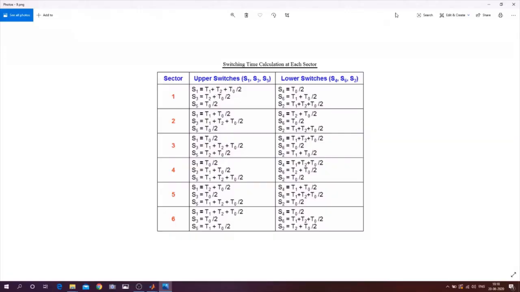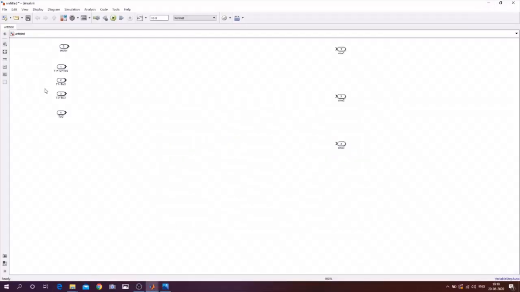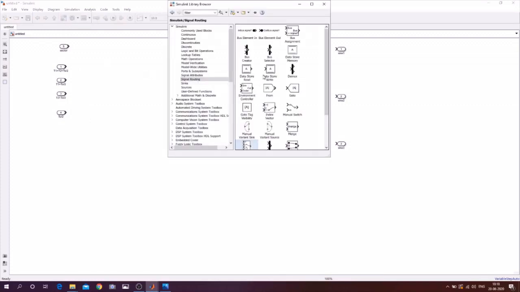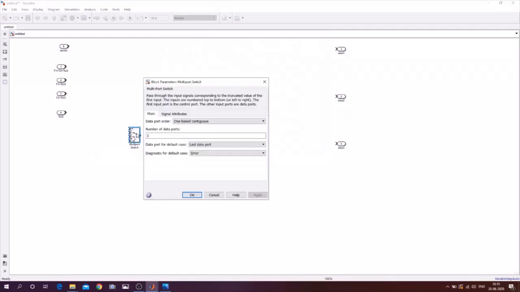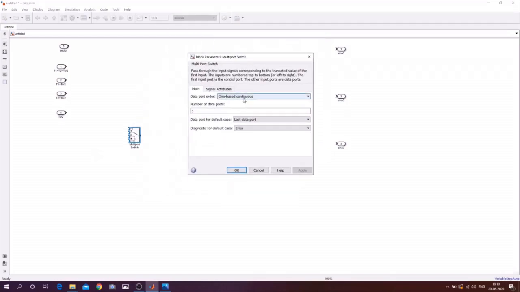So from here you can see that we have those time periods: T1 plus T2 plus T0 by 2, T1 plus T0 by 2, T2 plus T0 by 2, and T0 by 2. So what we will do is take one multiport switch. You will get it in signal routing. In signal routing you will get a multiport switch. Okay, and here you choose one-based contiguous, and the number of data ports will be 6.